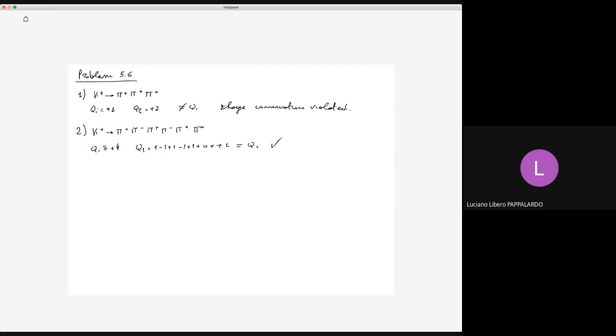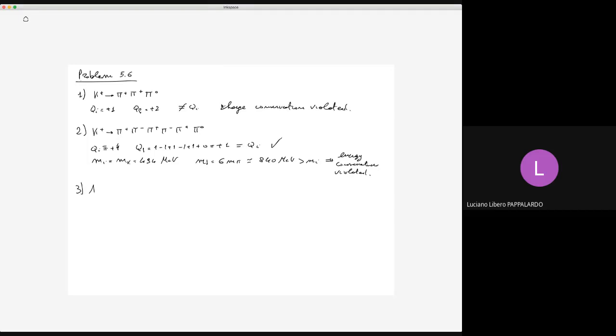The energy. I guess energy conservation here. Yes, exactly. The initial state mass is the mass of the kaon, that is 494 MeV, and the final state mass is 6 times the mass of the pion, which is 140 MeV. So this is of the order of 840 MeV, which is greater than the initial state. So energy conservation is violated here.